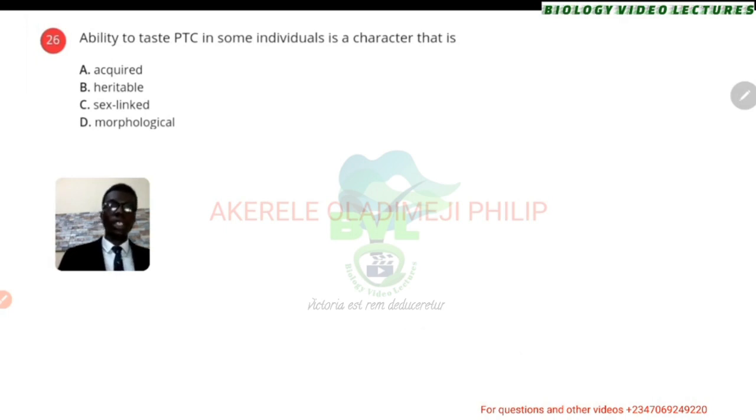Ability to taste PTC in some individuals is a character that is what? Heritable. Yes, you didn't acquire it. Something you can pass on to your next generation, so to say.